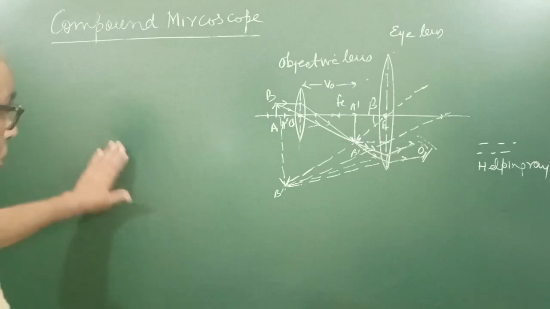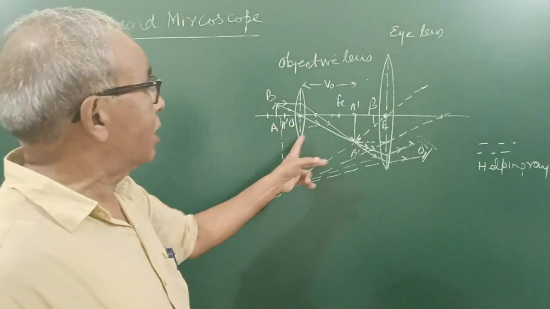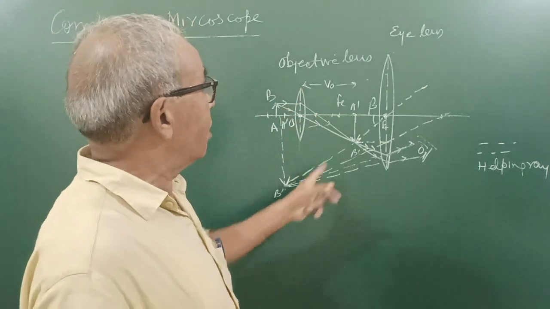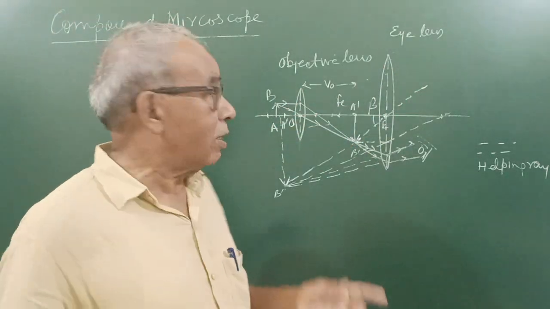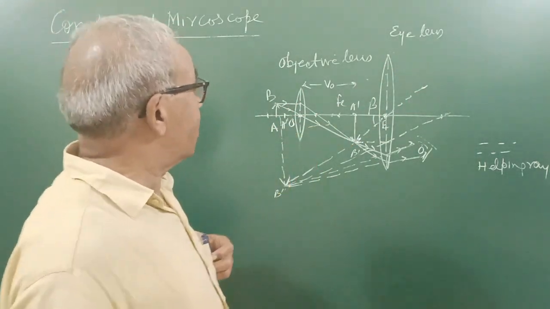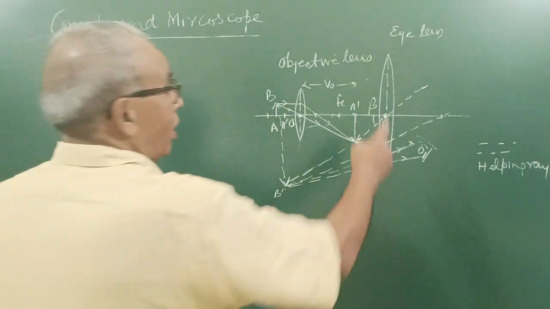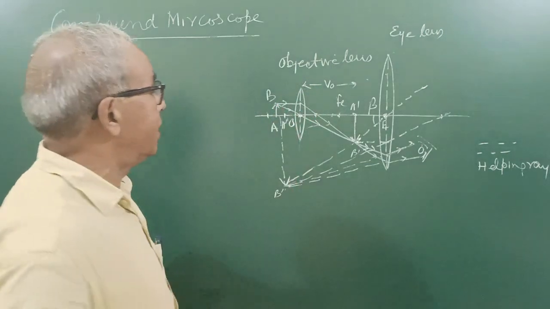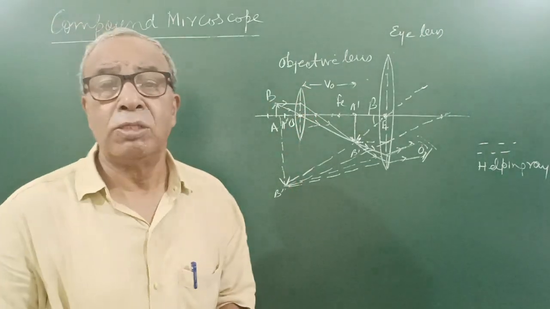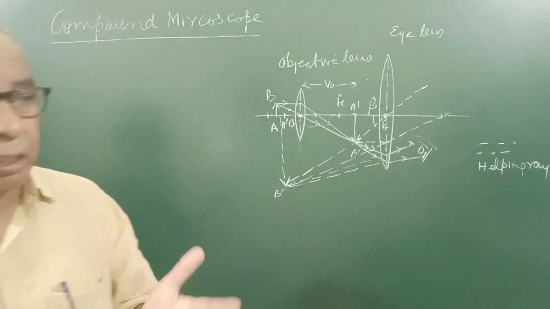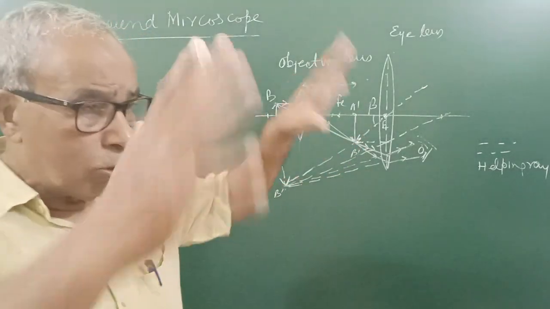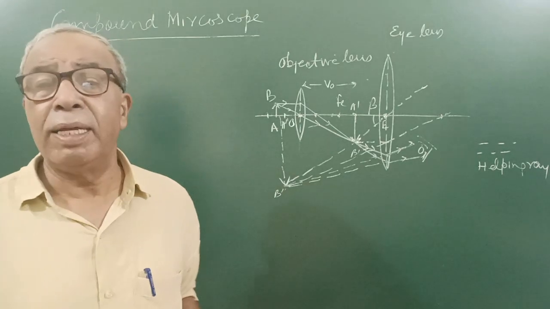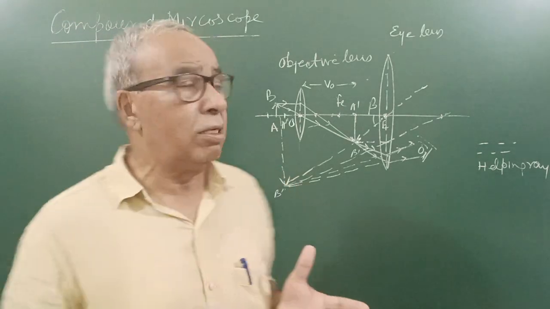A compound microscope consists of two lenses, the objective lens and the eye lens. The objective lens has a small aperture and the eye lens a bigger aperture. The focal length of the objective is again small, and that of the eye lens large. The question arises: why do we use a small aperture for the objective lens? Aperture, you understand? It is the area of the lens through which light passes.